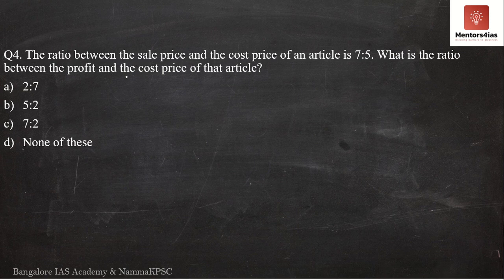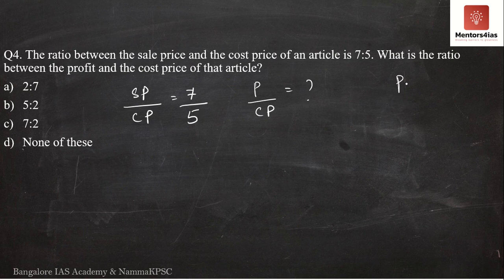Now, what is the question saying? The question is saying the ratio between the sale price and the cost price. So, SP is to CP is equal to nothing but 7 by 5. What is the question asking for? Question wants the ratio of profit to cost price. What is this? Ratio of profit to cost price.